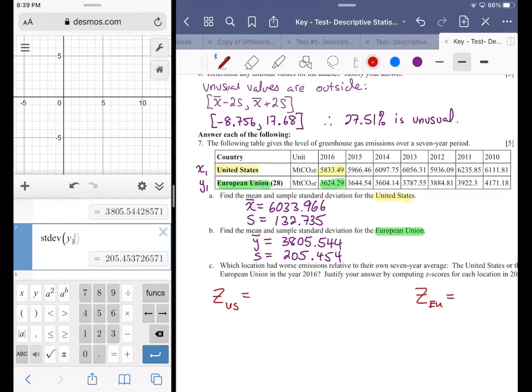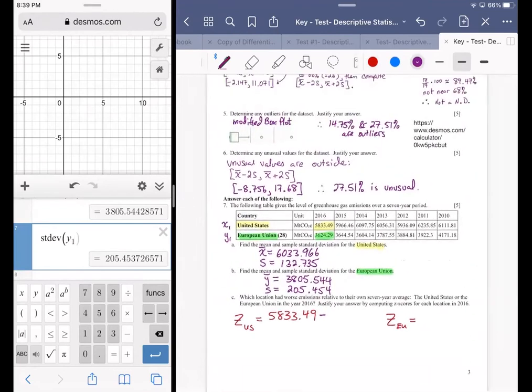All right, so the particular value is 5,833.49. From that, we're going to subtract off the mean, because remember, just jot this off on the side, the z-score formula: X minus X bar over S. So 6033.966 over 132.735.